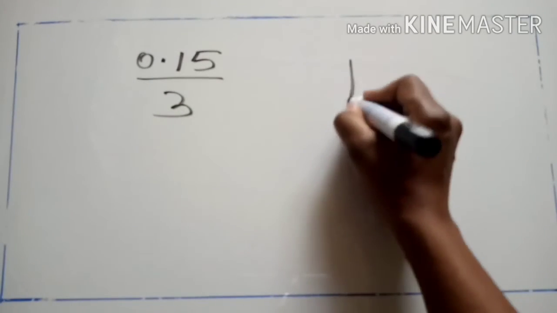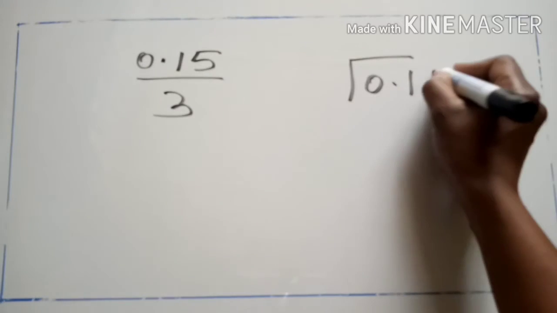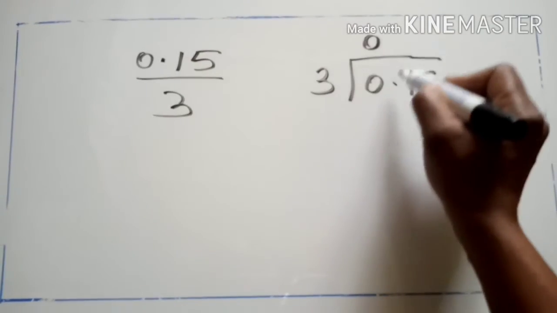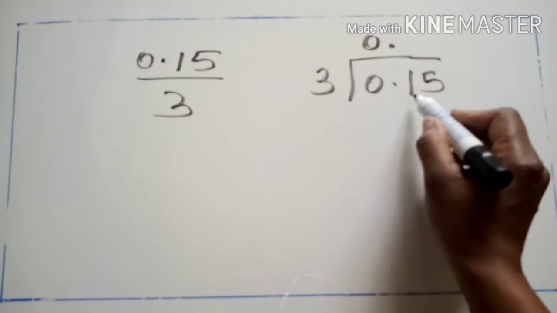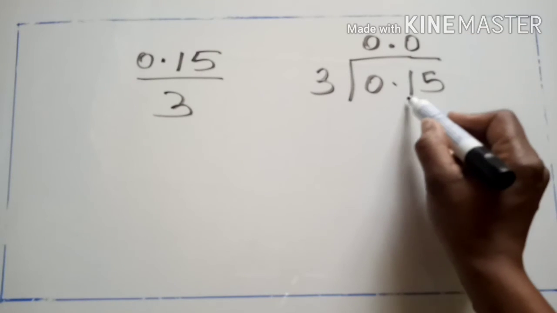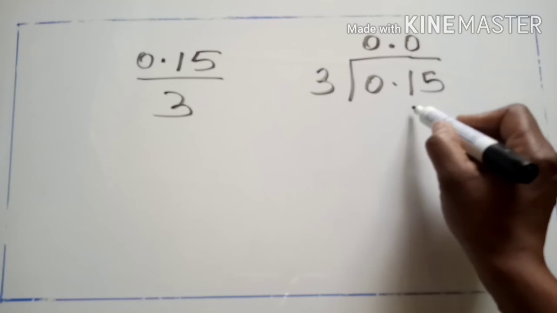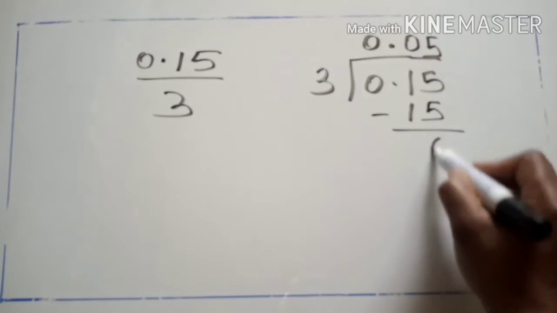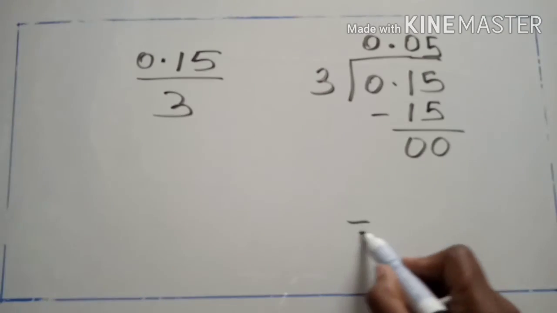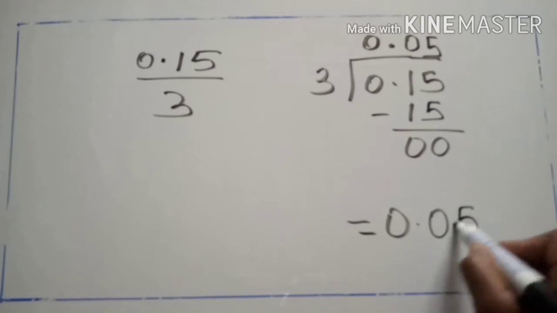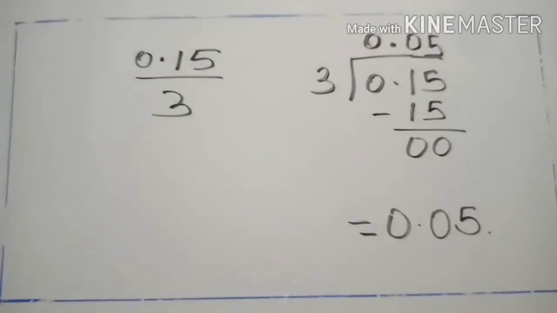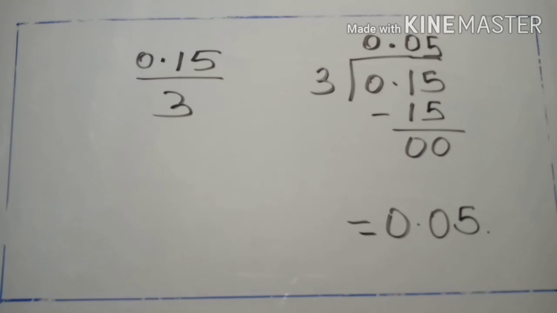So we could use the long division. You say 0.15 divided by 3. 0 by 3 is 0. Remember your decimal point, still impossible. Put a 0 and say now you take 15. 15 because of 5. So you say 5, subtract that, and you have your answer as 0.05.